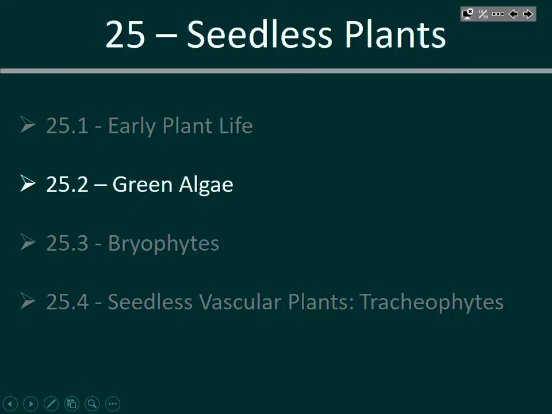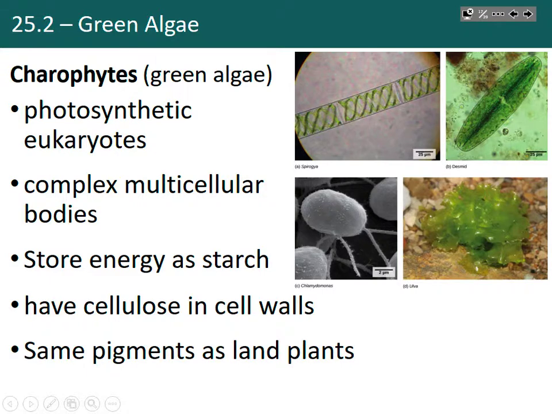Okay, so with that context, I'm going to talk just really briefly about green algae, and then we'll move on to talk about the major groups of plants. So green algae are all in the group known as charophytes, and they are all photosynthetic eukaryotes. So eukaryotes who carry out photosynthesis, they're autotrophs. They're going to be using sunlight to produce their food, but they have complex multicellular bodies. So we differentiate them a little bit from our simplest of green algae, most of them having multicellular bodies. They store energy as starch, very much like our plants do.